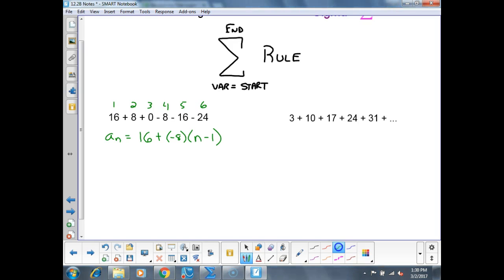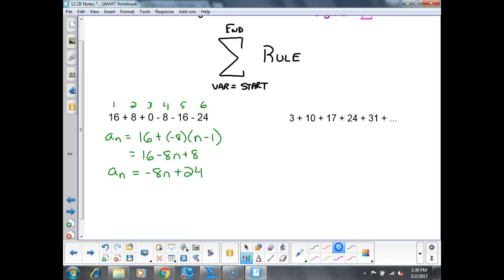So I can make that look pretty. Negative 8 plus 8, so I get a sub n as negative 8n plus 24. If I spot check that with, let's say, 5, negative 8 times positive 5 is negative 40, plus 24 is negative 16. So it works out. I just spot checked the 5th term.